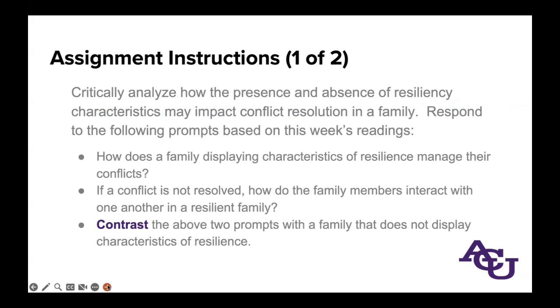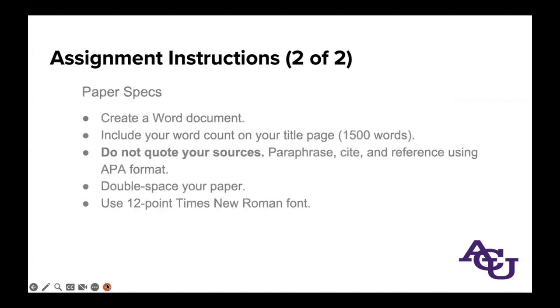First, how does a family displaying characteristics of resilience manage their conflicts? Second, if a conflict isn't resolved, how do the family members interact with one another in a resilient family? You're supposed to contrast the two above prompts with a family that doesn't display characteristics of resilience. So, going on to the next slide, here are the specifications for your paper. First, you're going to be creating a Word document.